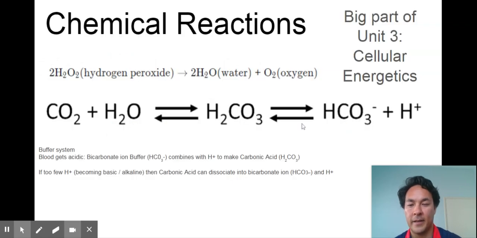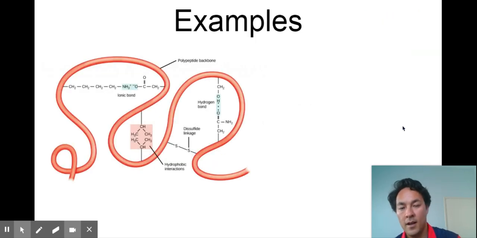All right, and this goes the other way as well. If it becomes too basic, then this can dissociate into carbonic acid and more hydrogen ions, therefore making it more acidic. All right, where are some examples of all this stuff in action?